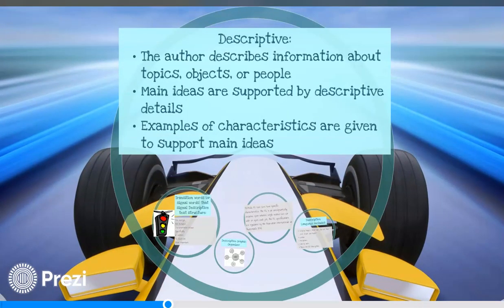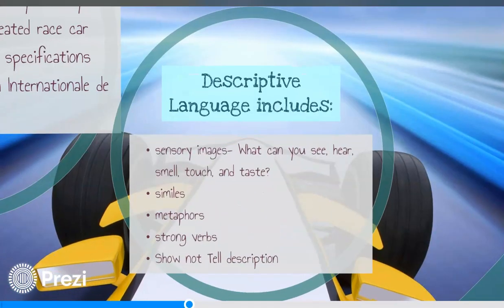Descriptive is a text structure also, and of course, descriptive is a structure where the author describes information about topics, objects, people. Main ideas are supported by descriptive details, and examples of characteristics are given to support main ideas. You might have descriptive language when you have text that shows a lot of sensory images, with what you can see and hear and smell and touch and taste. Authors who use similes or metaphors or strong verbs are authors who are using descriptive language. We call it showing language, not telling, but showing something so you get a clearer picture of what the person or object is like.